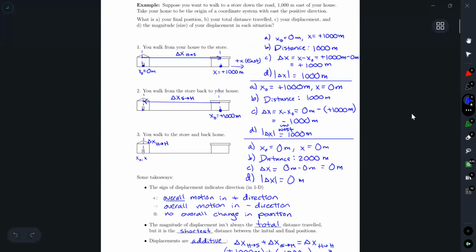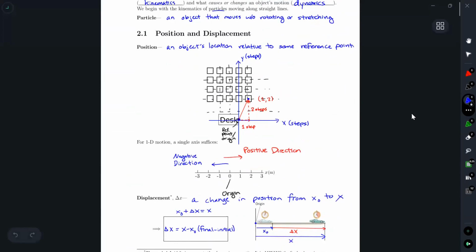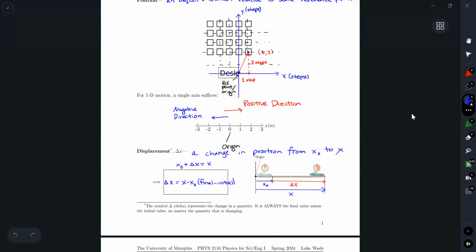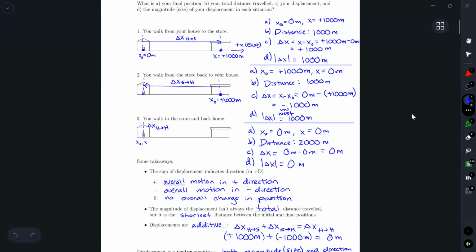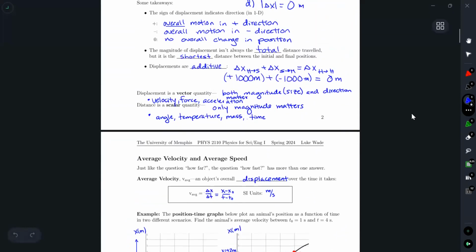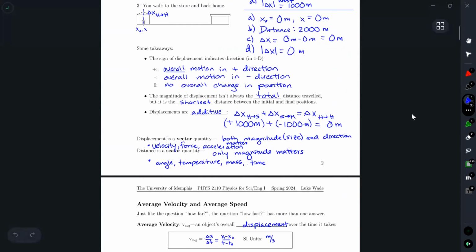Quick recap. So we talked about position and displacement. Position is where you are. Displacement is a change in where you are, an overall change in position. Its sign tells you which way you went. So if we're just dealing with 1D motion, whether you went east or west or right or left, whatever you want to call it, or up or down, or if overall you did not go anywhere.